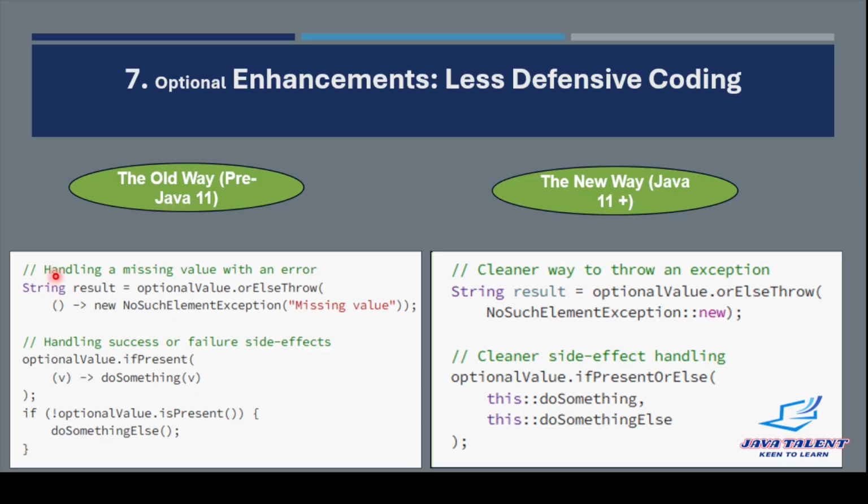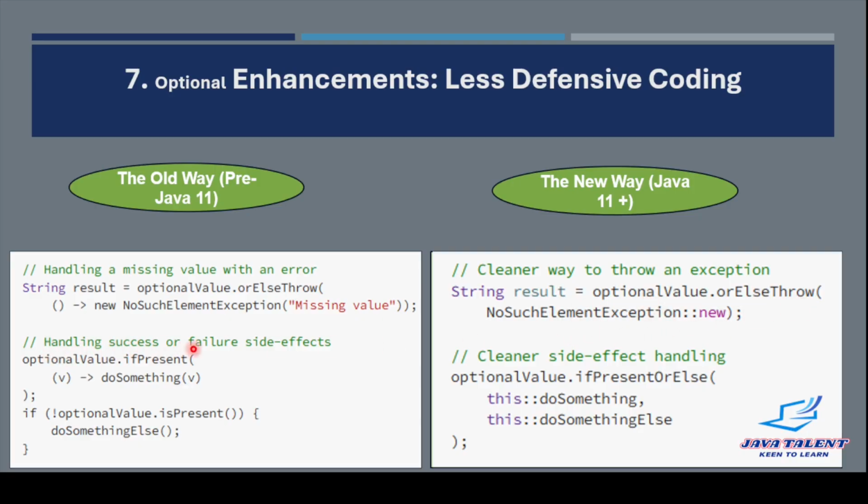So see here, handling a missing value with an error, we have to write it this way: String result = optionalValue.orElseThrow(() -> new NoSuchElementException("Missing value")). The cleaner way is to throw an exception like result = optionalValue.orElseThrow() with NoSuchElementException. So this is the cleaner approach from Java 11.